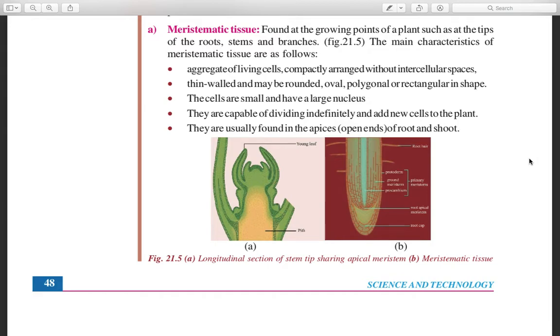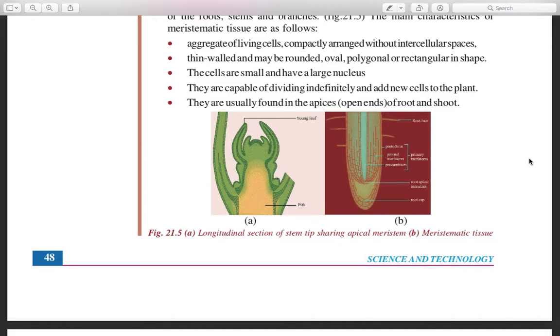The second characteristic is that they are thin walled. They may be rounded, oval in shape, or polygonal. Polygonal is like a square, rectangle, or triangle, any plane shape having three or more sides. That is what is called polygonal. So they are thin walled, and may be rounded or oval, polygonal or rectangular in shape.